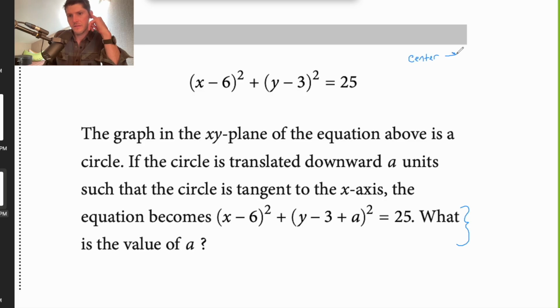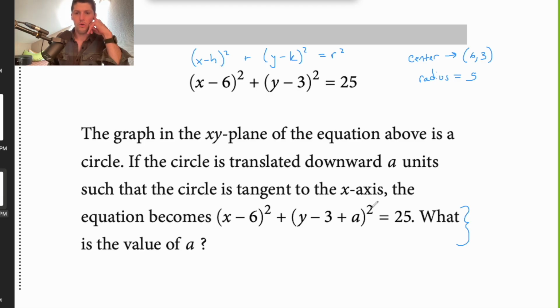is positive 6, positive 3, and that the radius is 5. This equation is (x - h)² + (y - k)², where h and k are the x and y values of the center. Oops, let's not say 3, let's say (y - k)², and this equals the radius squared. So (h, k) is (6, 3). Radius is 5. Opposite signs in parentheses.